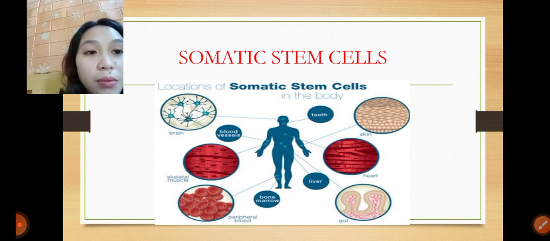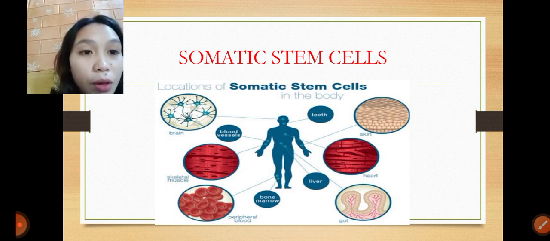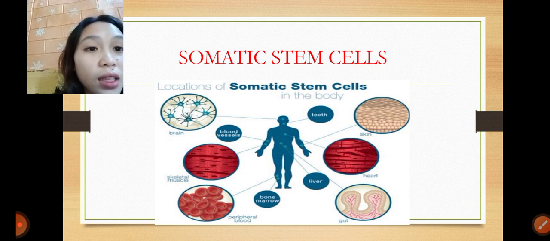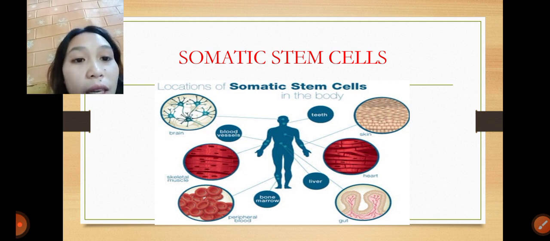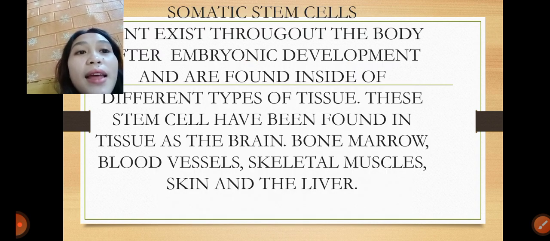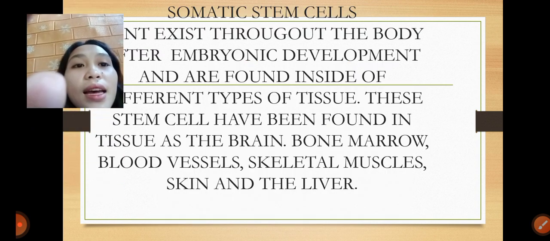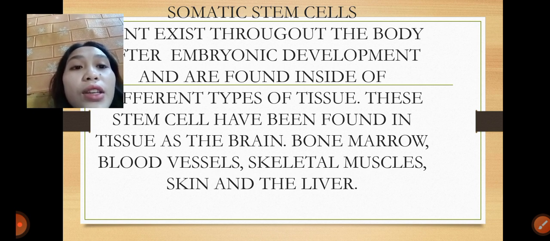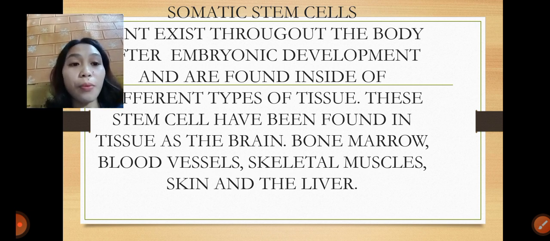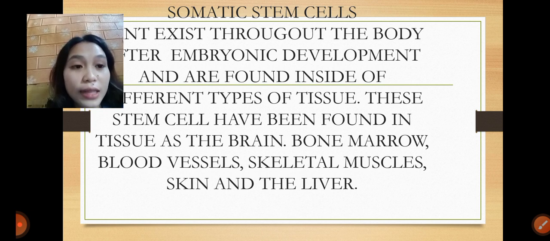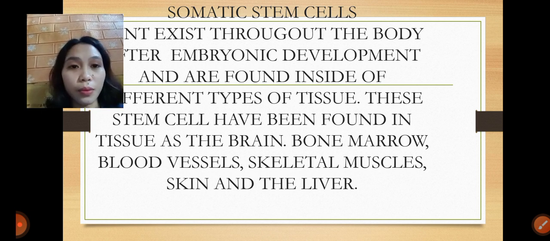This is the somatic stem cells, for example: blood vessel, teeth, bone marrow, liver, heart, gut, skin, brain, skeletal muscle. Somatic stem cells don't exist throughout the body after embryonic development and are found inside of different types of tissue. These stem cells have been found in tissue such as the brain, bone marrow, blood vessel, skeletal muscle, skin, and the liver.